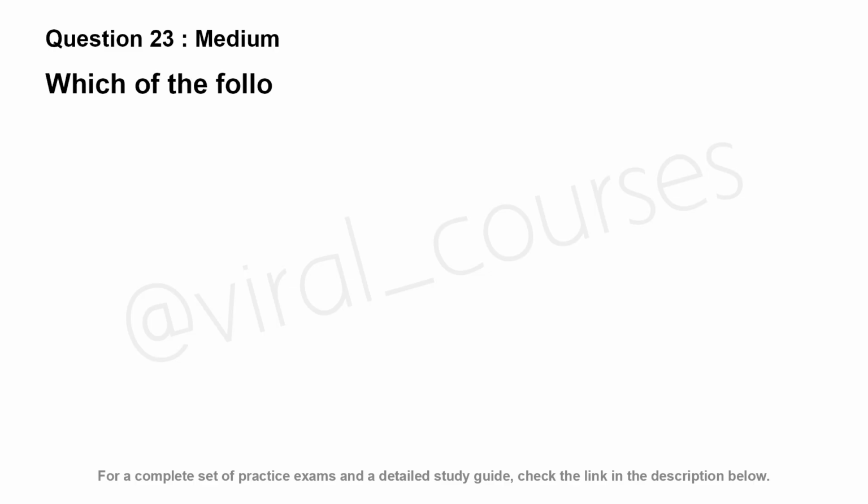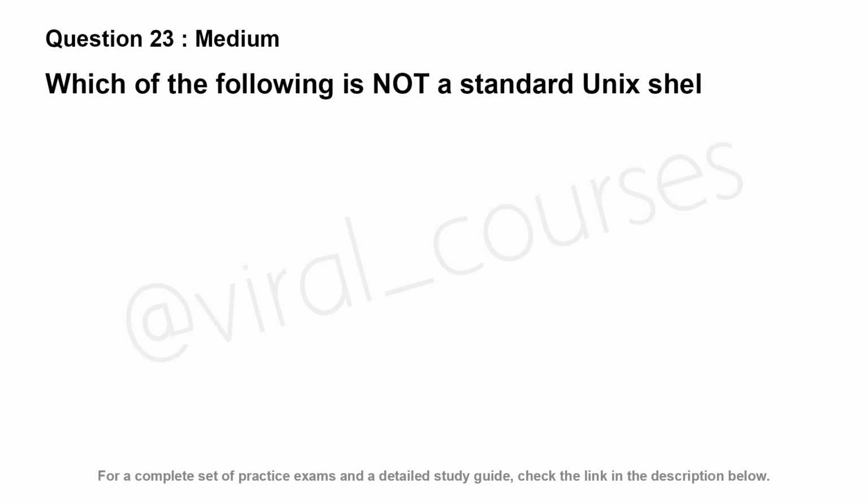Which of the following is not a standard Unix shell? Option A, bash. Option B, csh. Option C, ksh. Option D, kernel.